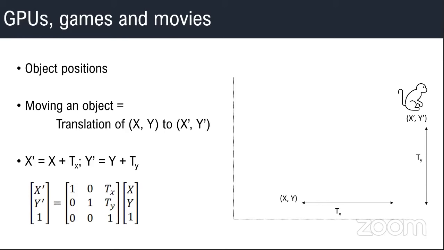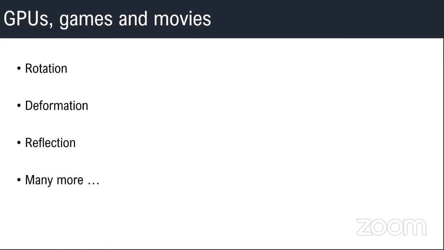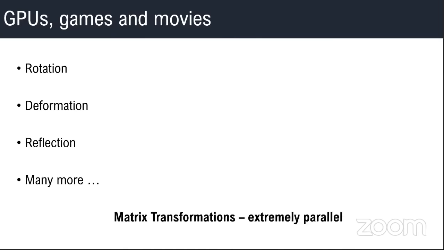So it's not just the story toy, it's not just movement of objects, but there are several other things which are just matrix transformation, like rotation. If you want to rotate a monkey, if you want to hang down from a tree, deformation, if you want to smash the monkey, right? Or any object that is deforming because of stress or reflection, and many more are just matrix transformations, and they are extremely parallel. So this made GPUs really, really good for gaming, right?